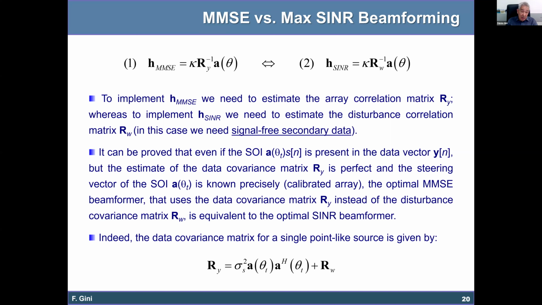So in active radar. In passive sensing, passive sonar, passive radar, this is typically not possible because you don't have the availability of range cells free of signal. So you can be, let's say, forced to use one or the other depending on the particular scenario. But it's important that you understand the difference between the two.